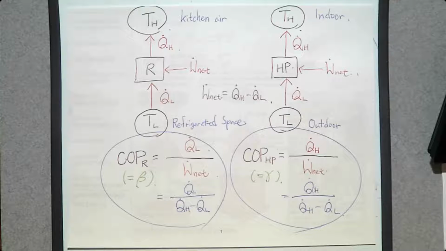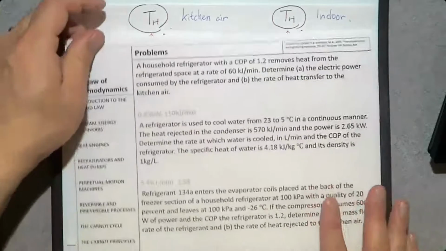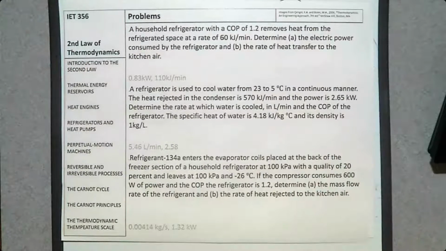Anyway, I don't know why I said that, but let's solve these three problems together. The first one is a household refrigerator with a COP of 1.2 that removes heat from the refrigerated space at a rate of 60 kilojoule per minute. We want to determine the electric power consumed by the refrigerator and the rate of heat transfer to the kitchen air. Sounds pretty easy. So let's do that.